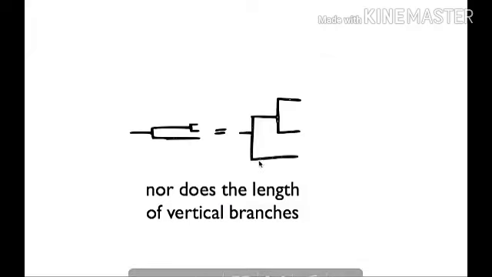Secondly, the vertical branch lengths are not important. These branch lengths are not important. The only thing that's important is where they split. The branch lengths are adjusted to fit in more tips and leaves.